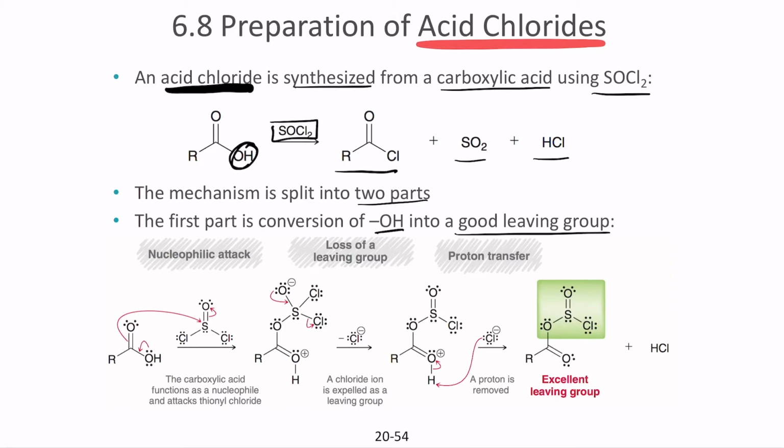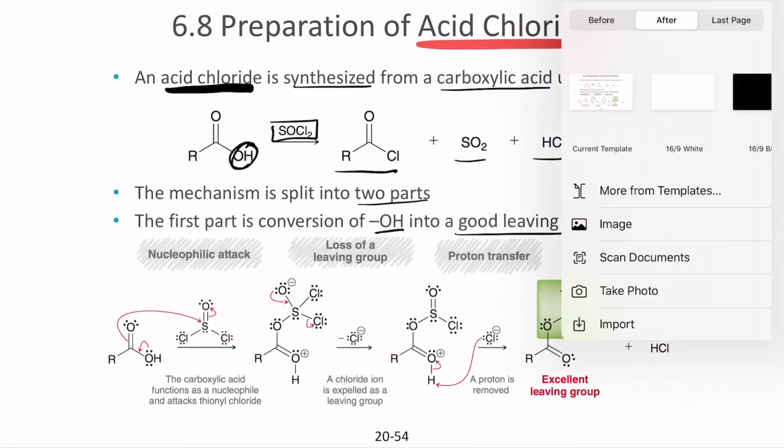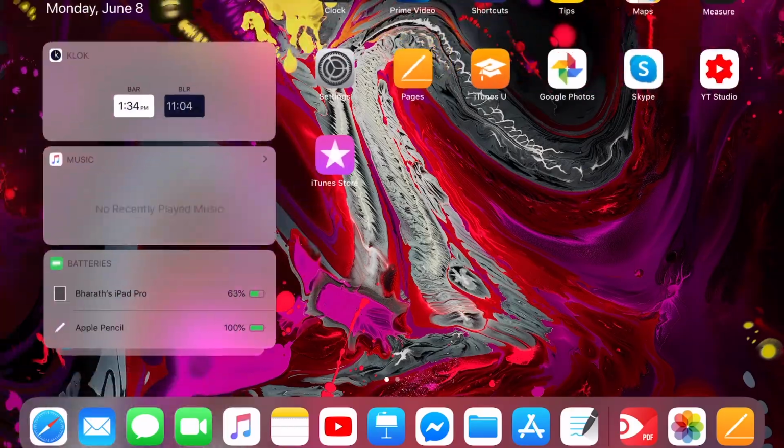So let's look at the first process. Let me write it down separately. Let's say we have a structure. Let's draw the reaction first. Let's say we have a carboxylic acid, R-COOH. We are saying a generic carboxylic acid, so I'm not taking any specific one. The first reagent that reacts is SOCl2.